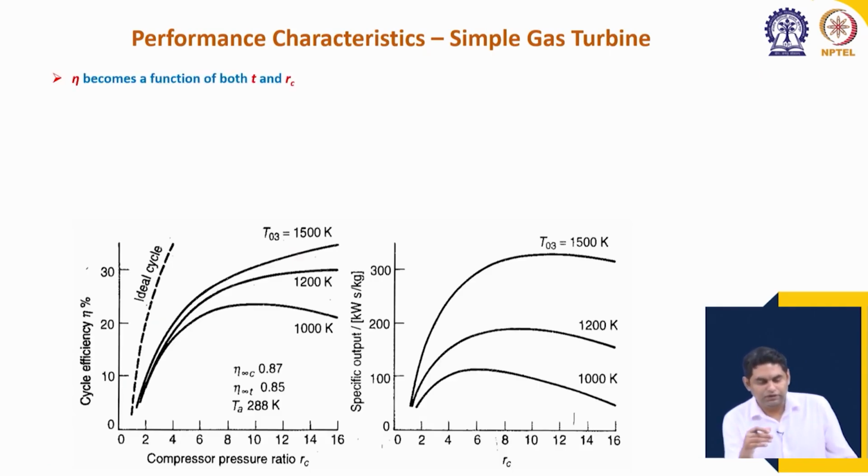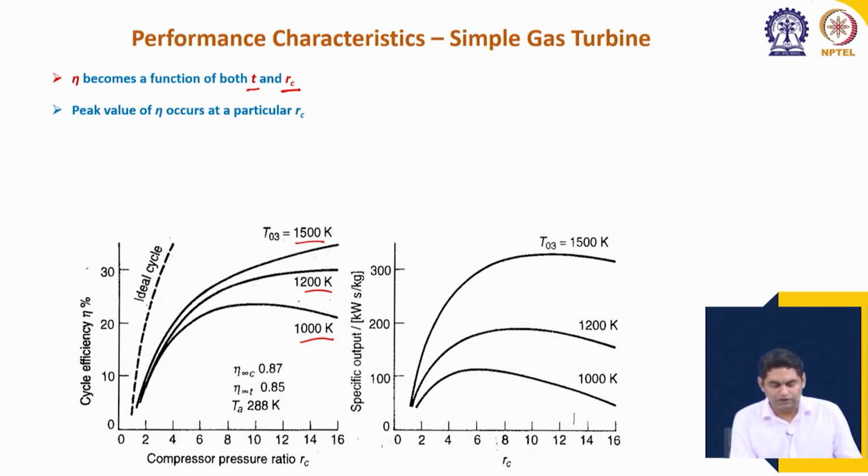So, just to summarize this part, for the simple gas turbine, eta becomes a function of both the temperature ratio, as we can see here, with temperature it is changing, assuming that the inlet temperature is fixed, and the compressor pressure ratio. Here we are explicitly denoting that the pressure ratio is the compressor pressure ratio, because the turbine pressure ratio will be lower than the compressor pressure ratio because of pressure losses. Okay. Then the peak value of efficiency occurs at a particular value of RC. For example, for this case the peak value occurs somewhere here.